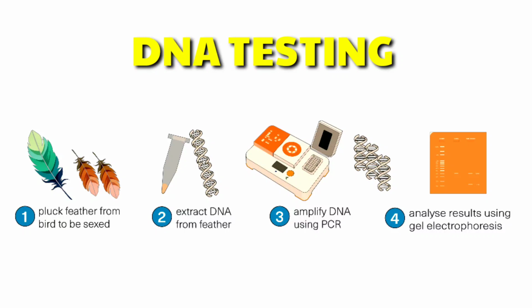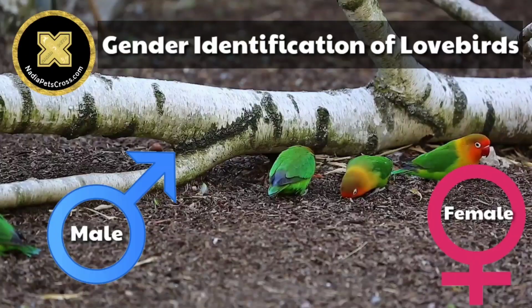It is important to note that DNA testing is generally more accurate than visual sexing or behavioral observations, but it is not foolproof itself. In rare cases, the test may produce inconclusive results, or there may be errors in sample collection or processing. Therefore, it is always a good idea to confirm the results. It is also pertinent to note that the accuracy of gender identification methods can vary depending on the individual bird and the experience and skill of the person conducting the assessment. Therefore, it is recommended to consult with a vet or experienced avian breeder for assistance in accurately identifying the gender of a lovebird.